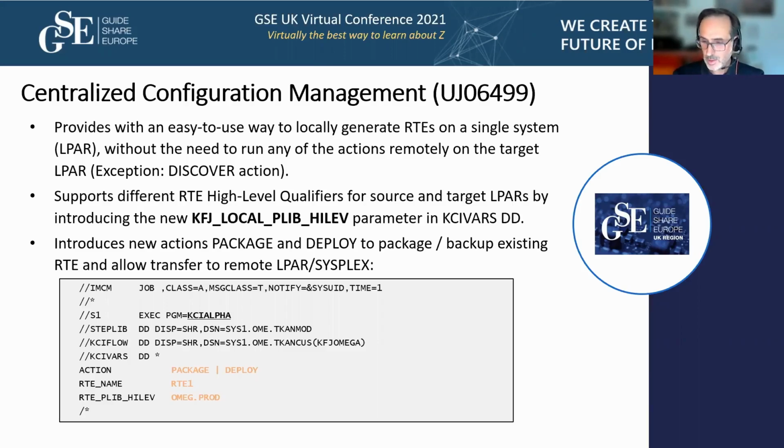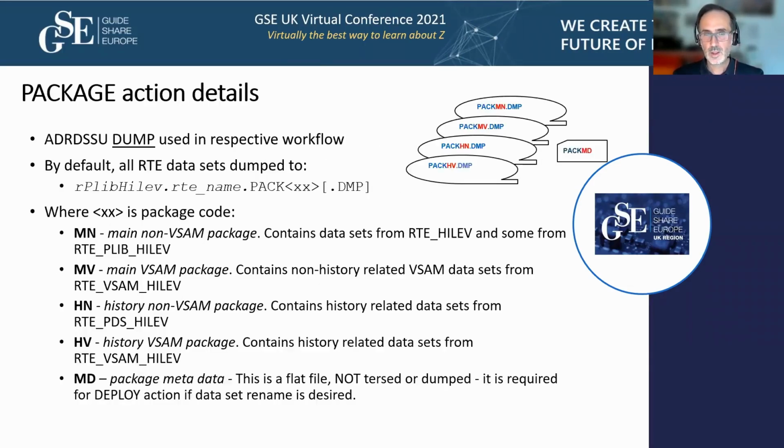So let's look a little bit at the details of these package and deploy actions. Again, all of this is integrated in the simple batch job with package and deploy action extensions. So you could call that with package, specify the RTE name and the PLIB high-level qualifier, and it will work out of the box. All right, so what does package do?